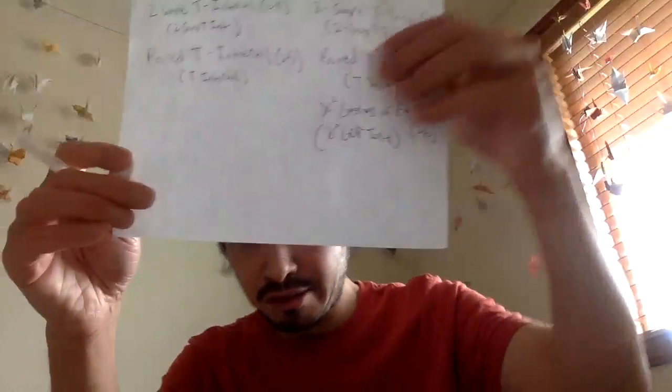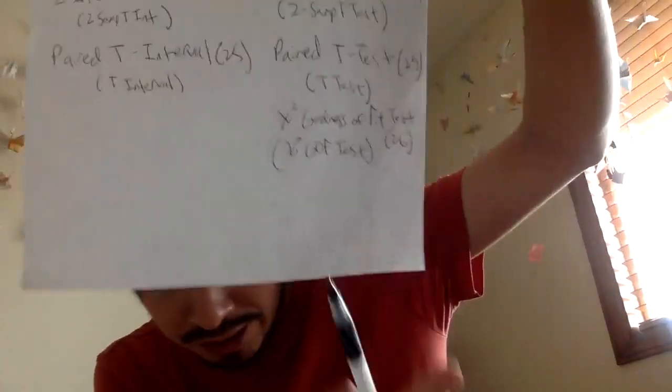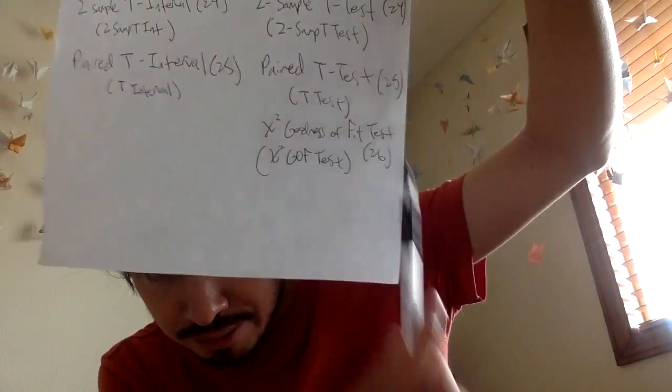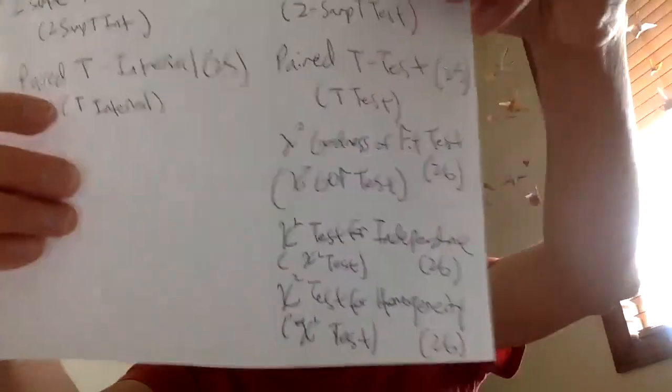And last video, we did the chi-square goodness of fit test. So watch that video, read the book chapter. And for this video, we're doing two more tests. We're doing the chi-square test for independence and the chi-square test for homogeneity. Those are also both from chapter 26. And the calculator command is just going to be chi-square test for both of these. Chi-square test.